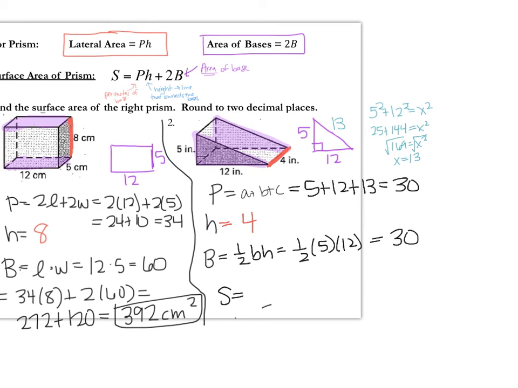And then we're just using the formula to find the surface area. It's P times H plus 2B, because there's 2 bases that are each 30. And then multiply first: 120 plus 60. We get 180 inches squared.